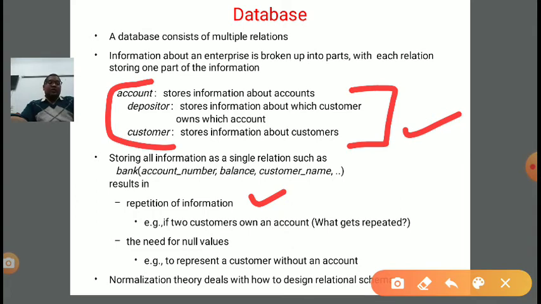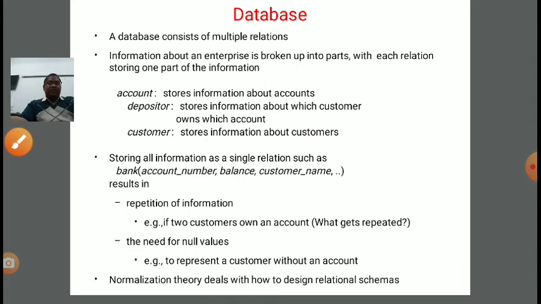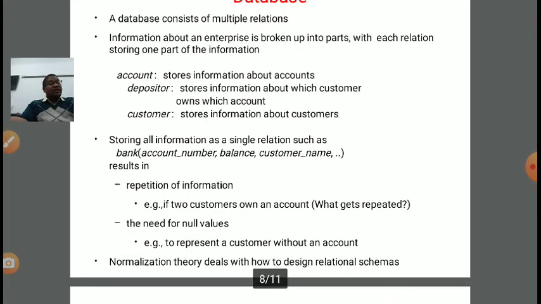Example, two customers own an account, so what gets repeated, right? The other problem is the need for null values. Example, to represent a customer without an account, the account entry for that customer will need a null value.